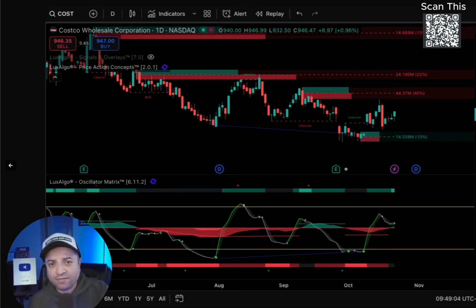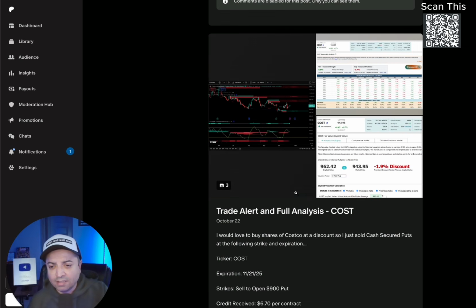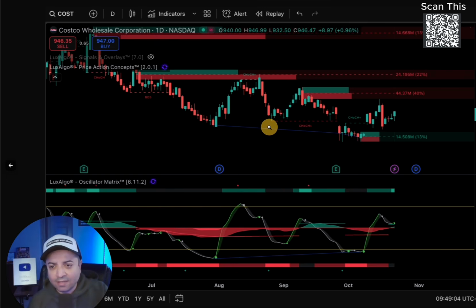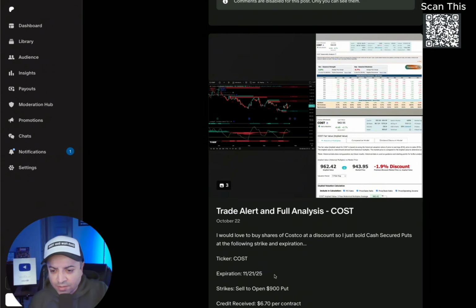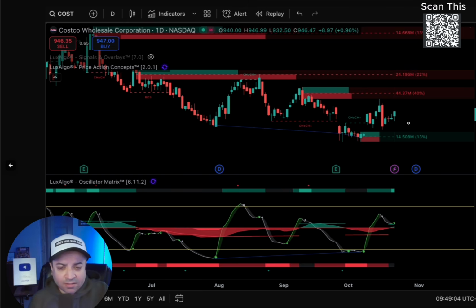Now let's look at this trade, for example, that I had done on Costco. This was a cash secured put that I had sold on Costco. And looking at the analysis, this is basically what I did. All right, what was the strike price that I selected? It was a $900 put. This is what I looked at. I saw that Costco had a pullback.